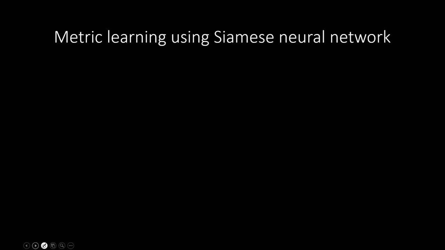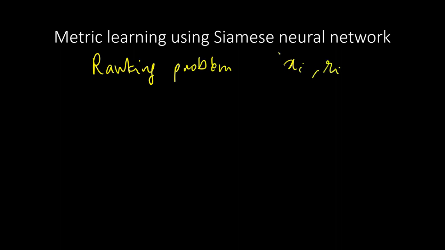An example would be a ranking problem. So let's say we have a ranking problem. Here we are given pairs xi and ri, where ri is a rank or some sort of order of xi. For example, let's say you have images and you want to rank them in the order of aesthetic appeal. That could be one problem.